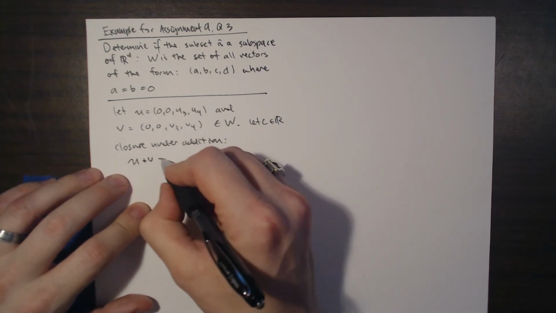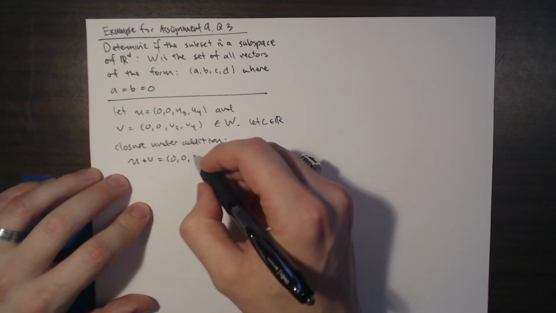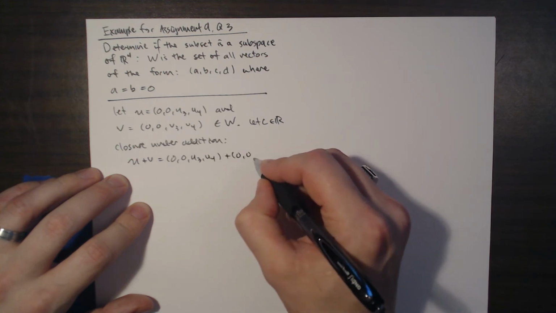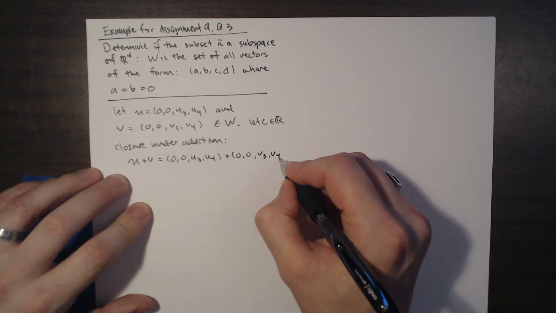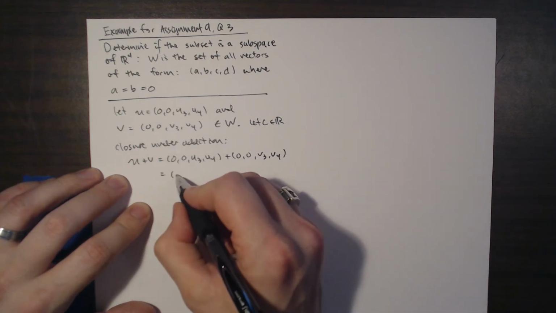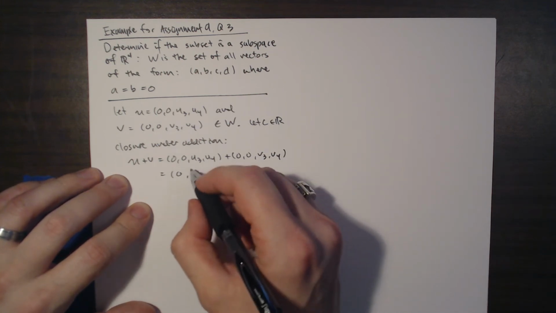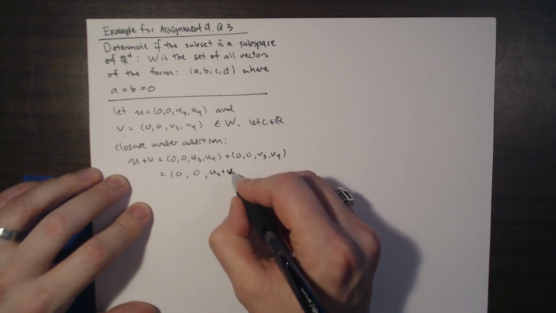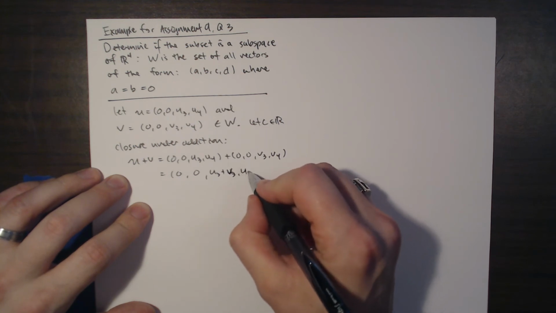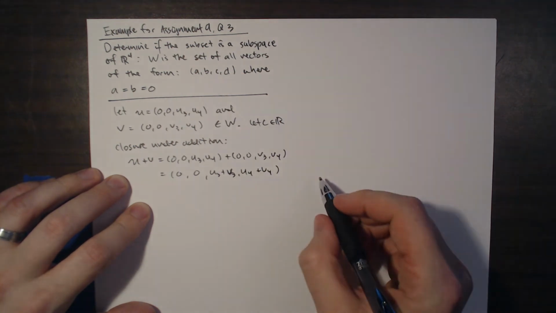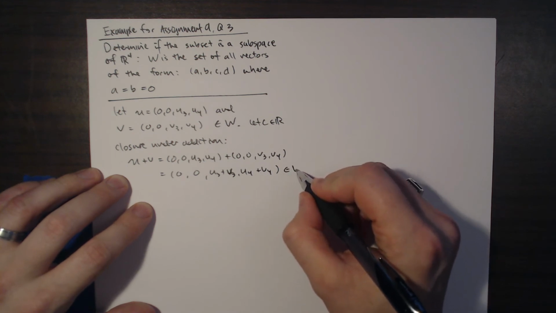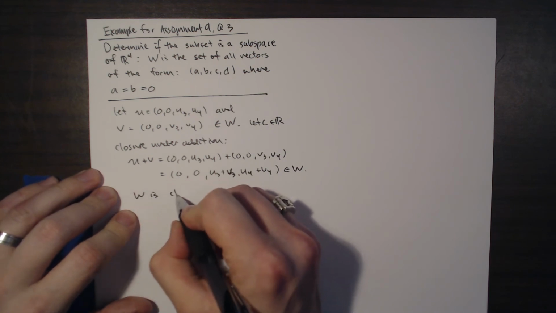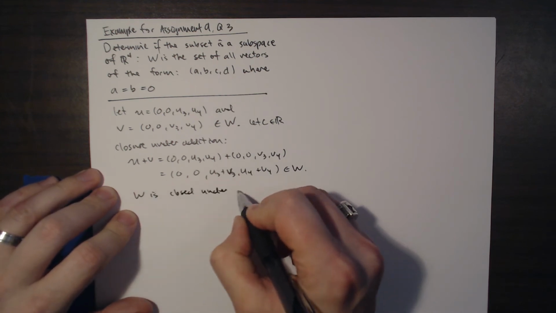U plus V is equal to 0, 0, U3, U4 plus 0, 0, V3, V4. And this is going to be equal to 0, 0, U3 plus V3, and U4 plus V4. And clearly this is in the subset. So W is closed under addition.